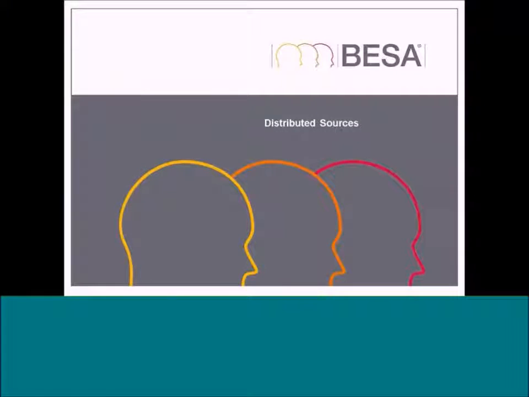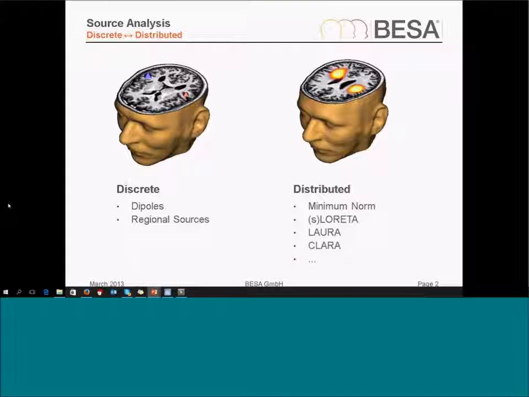So, distributed sources. This is a difference in approach from the discrete source modeling. So far we've always looked at dipoles and regional sources in the discrete modeling, and now we want to look at distributed modeling. So we want to look at minimum norm, sLORETA, LORETA, LAURA, CLARA, etc.